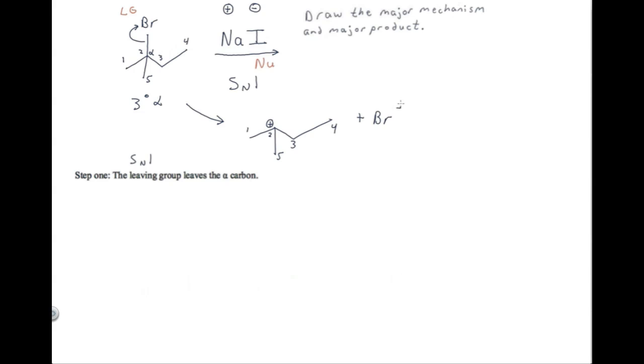Remember, the most common mistake that students make is forgetting to change the charge at the beginning of the arrow, forgetting to put in this positive charge on carbon-2. Make sure you put this positive charge in when you draw the mechanism.